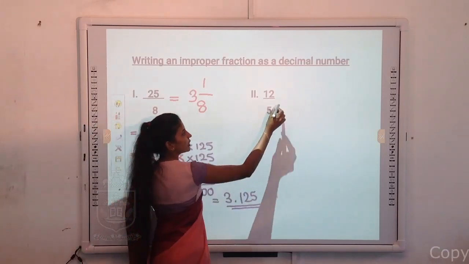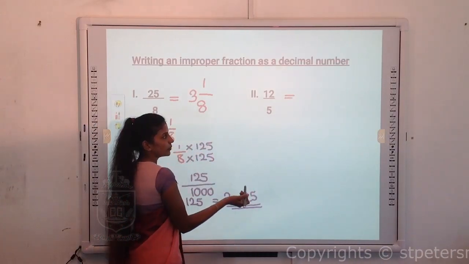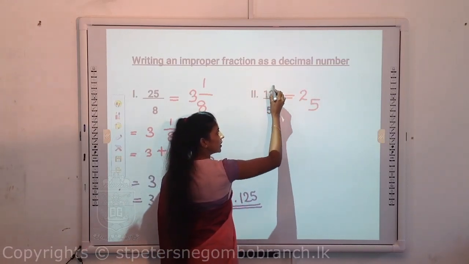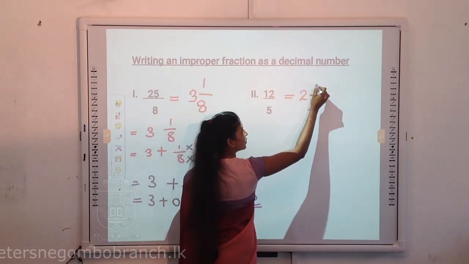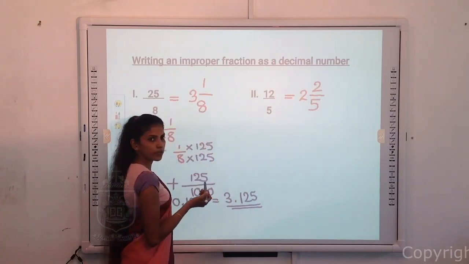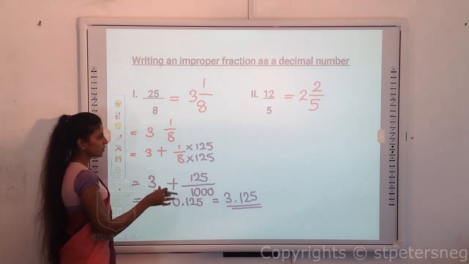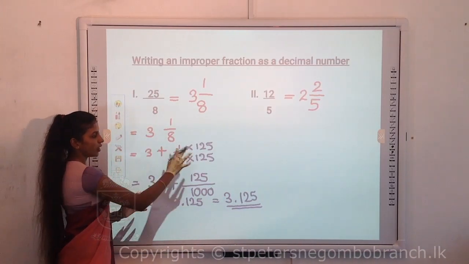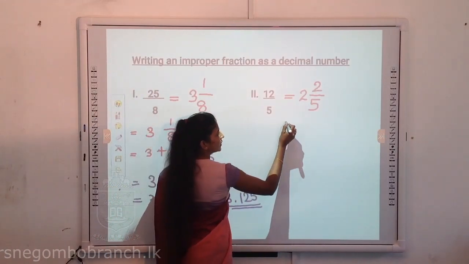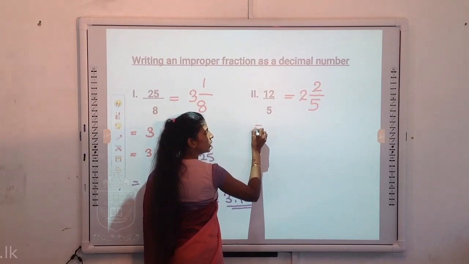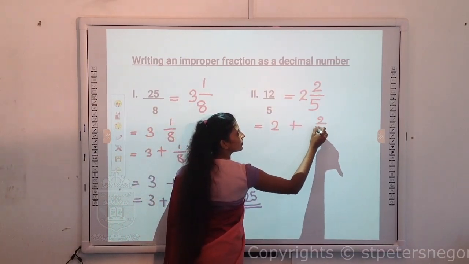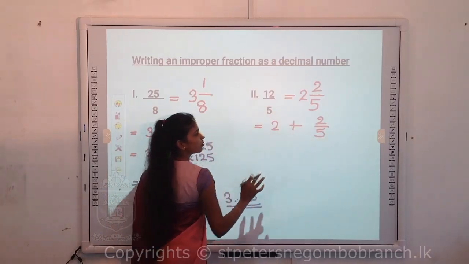So first thing is to convert it into a mixed number. So 5 times 2 is 10. To make it into 12, you have to add 2. 5 times 2, 10. 10 plus 2 will give you 12. Right. We have converted into a mixed number, and next step is the same way. You have to convert the fraction part into a decimal. So let's start. After converting this, you have to separate the whole number. Take the whole number and the fraction separately. Whole number 2, fraction 2 over 5.